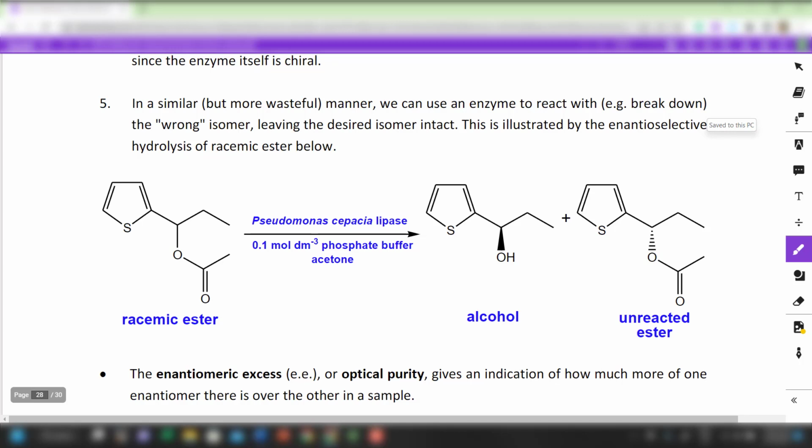Then you notice that in this case the alcohol form has the OH group projecting out towards you, and the other one, the unreacted ester, remains as an ester. So this is quite beautiful because I can easily separate the alcohol out, and for the unreacted ester I can just perform a global hydrolysis, and in that case I'm getting enantiomerically pure alcohols.